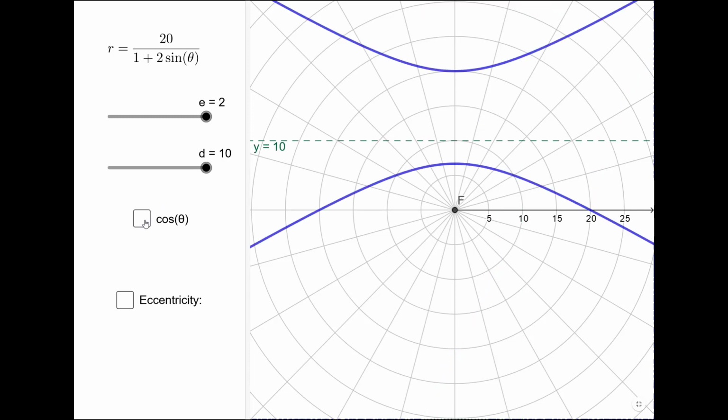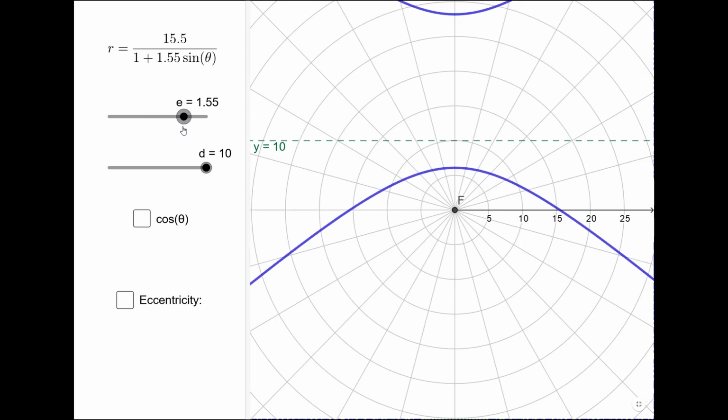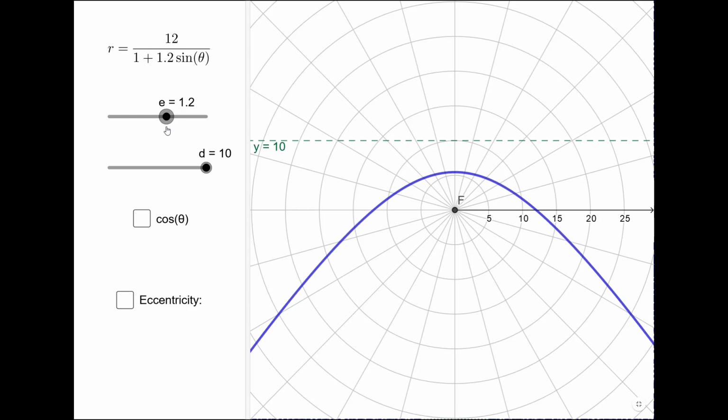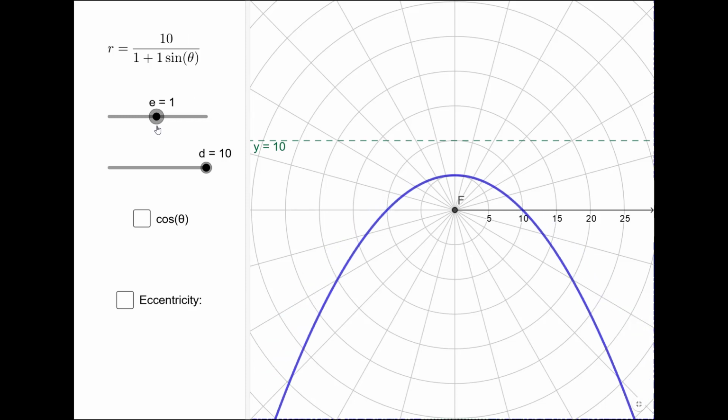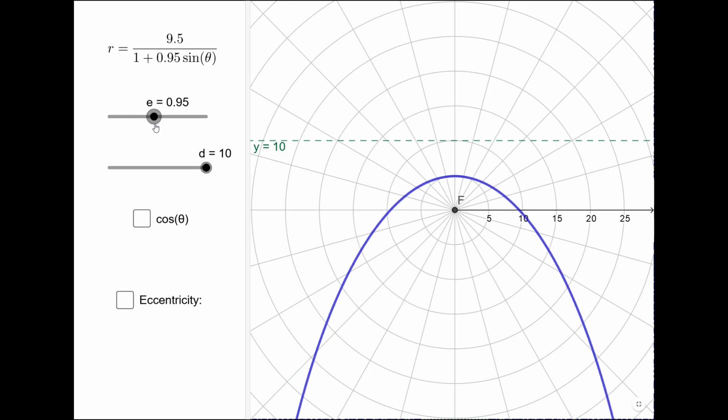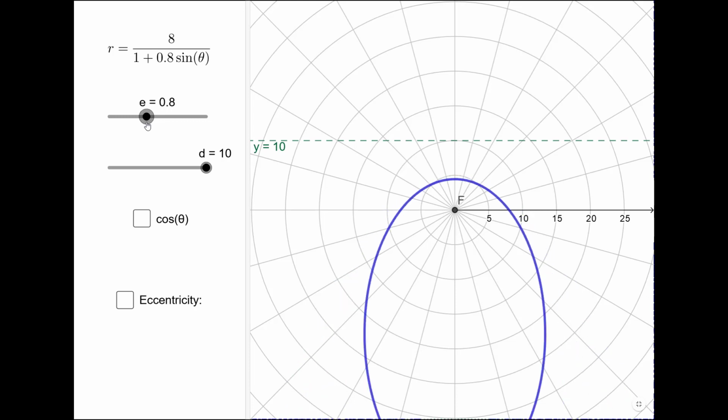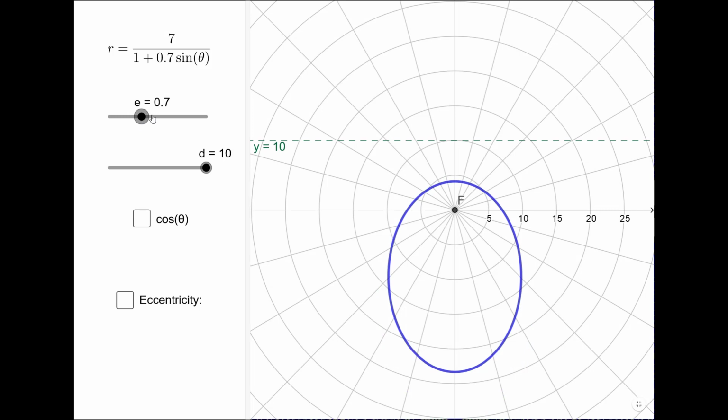All right, so we looked at what happens if the eccentricity is greater than 1. So anything that's greater than 1 will produce a hyperbola. If it's equal to 1, we get a parabola. So what happens if it's less than 1? Well, there's really only 3 options. So if it's less than 1, yep, you probably guessed it, we're going to have an ellipse.